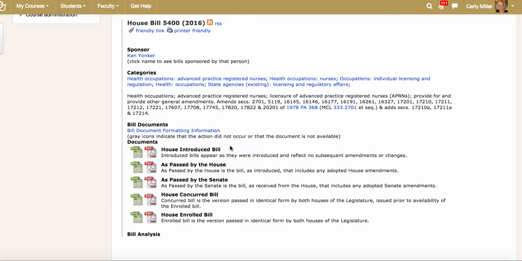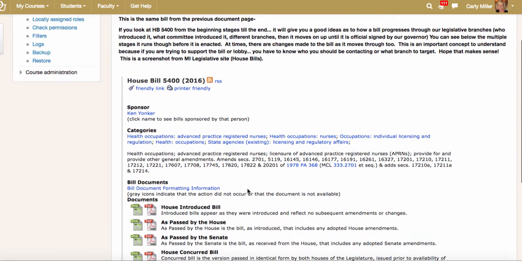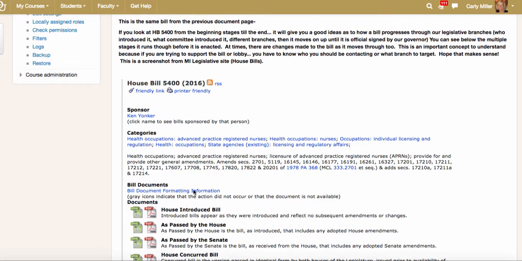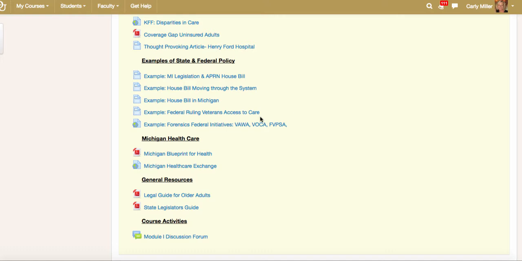So it's important to understand, too, because you have to know where you're trying to make contact if you are writing a letter or advocating for the bill that you're looking at. So this was just an example of looking at a bill, and you can always look up the complete document as well. And then I also have an example of a federal ruling for nurse practitioner practice too, and it was veterans access to care.